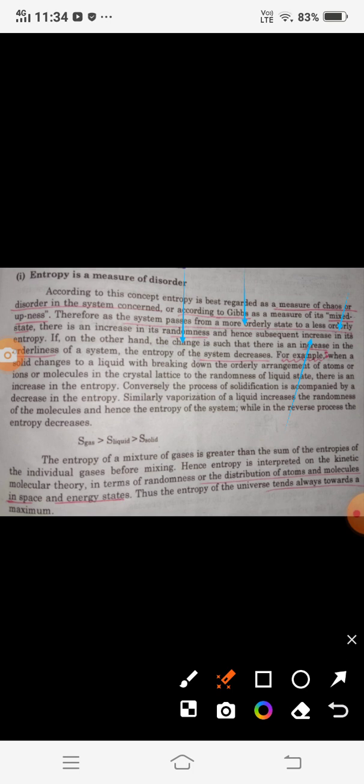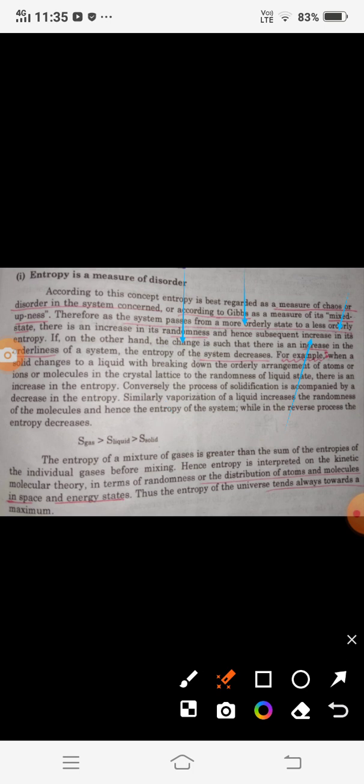So we can say that the entropy of a gas is always higher than the entropy of a liquid, because the molecules of the gas are highly disordered as compared to the liquid, and the entropy of a liquid is higher than that of a solid, because in a liquid the molecules are relatively less organized.